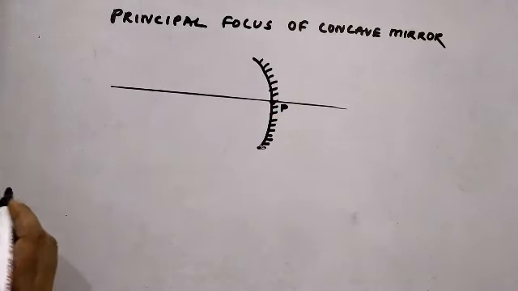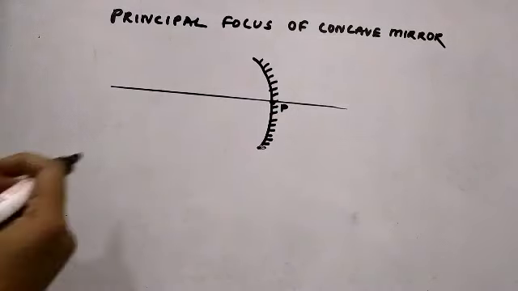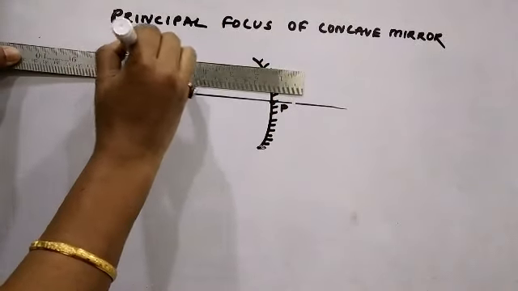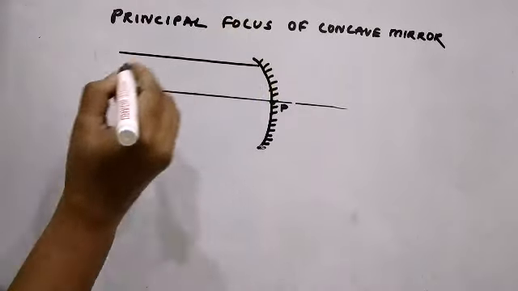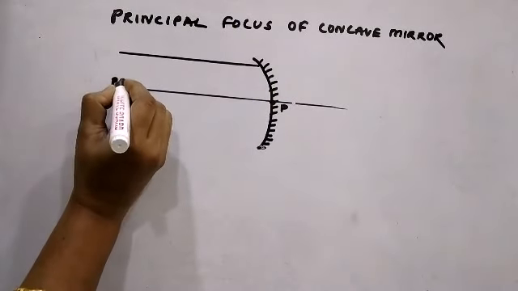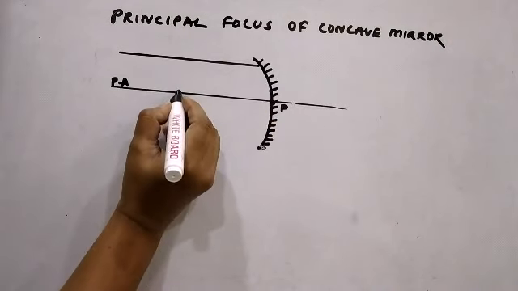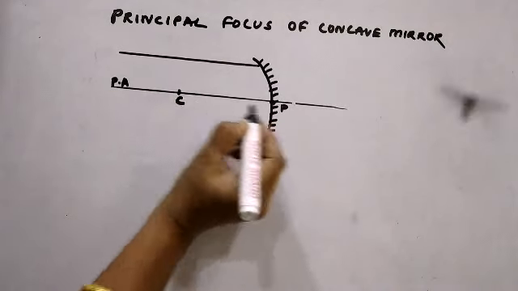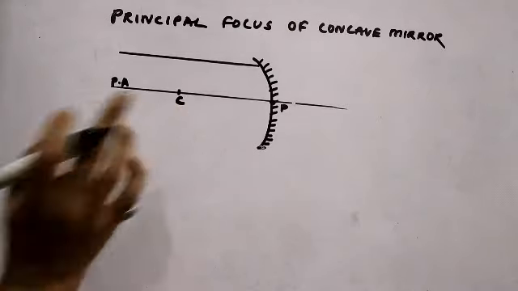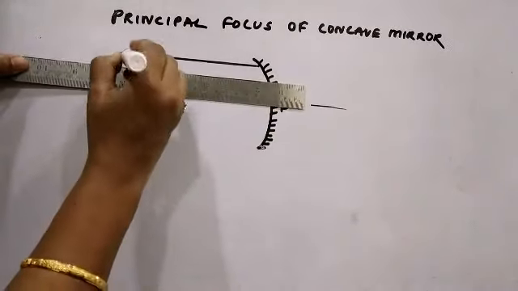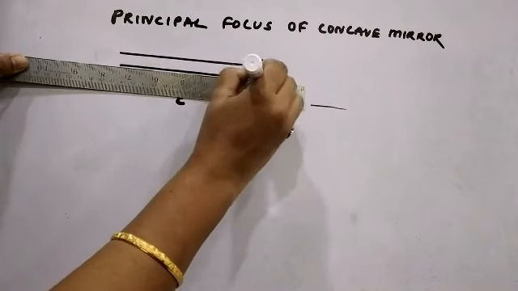Now I am going to draw a few incident rays which will be parallel to the principal axis. This is your principal axis. Principal axis is the imaginary straight line which passes through the center of curvature and the pole of the mirror. So suppose this is the center of curvature. Now I am drawing a few incident rays which are parallel to the principal axis.